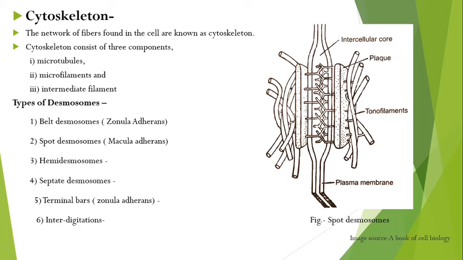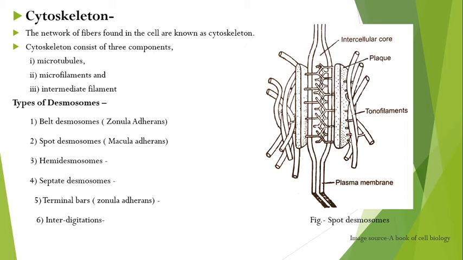Hemi means half. Desmo means binding, and soma means body. So, half binding bodies. In the basal region of some epithelial cells, only half desmosomes may be present, called hemidesmosomes, and they are useful as anchoring sites for the bundle of tonofilaments and also for joining the cell membrane of epithelial cells to the underlying basement membrane.